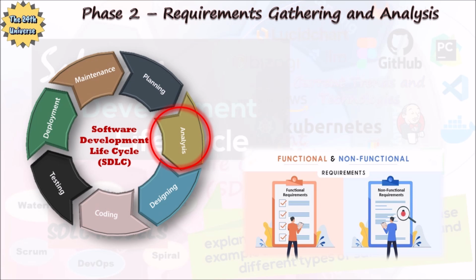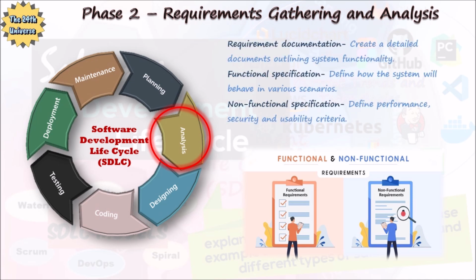The key activities involved in this phase are requirement documentation, create detailed documents outlining system functionality, functional specification, define how the system will behave in various scenarios, non-functional specification, define performance, security, and usability criteria.